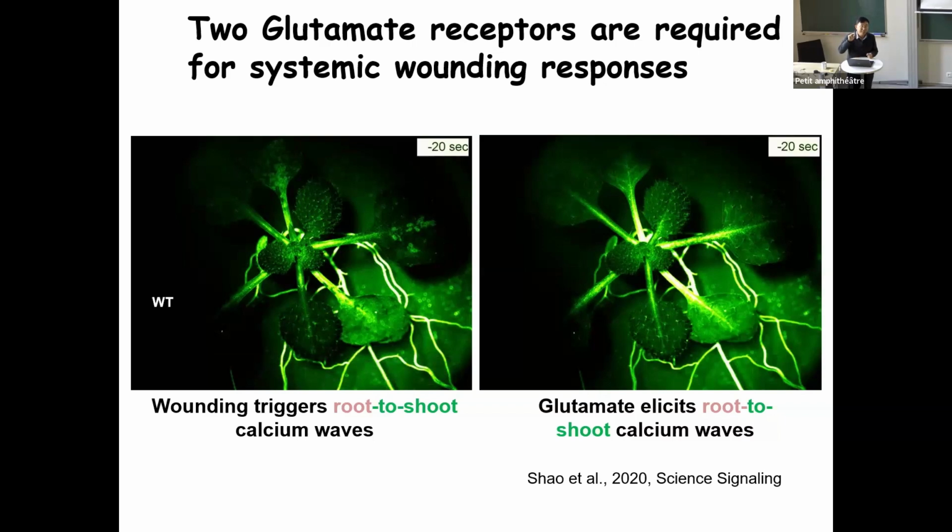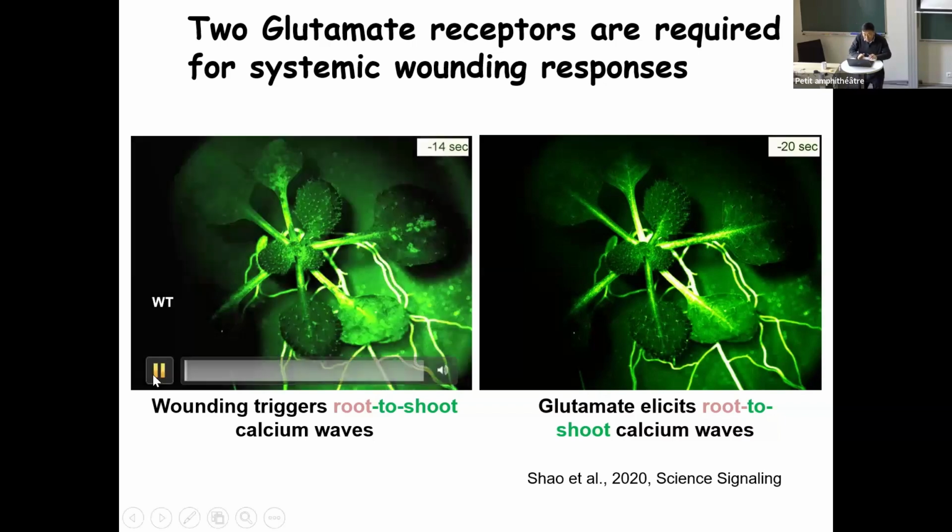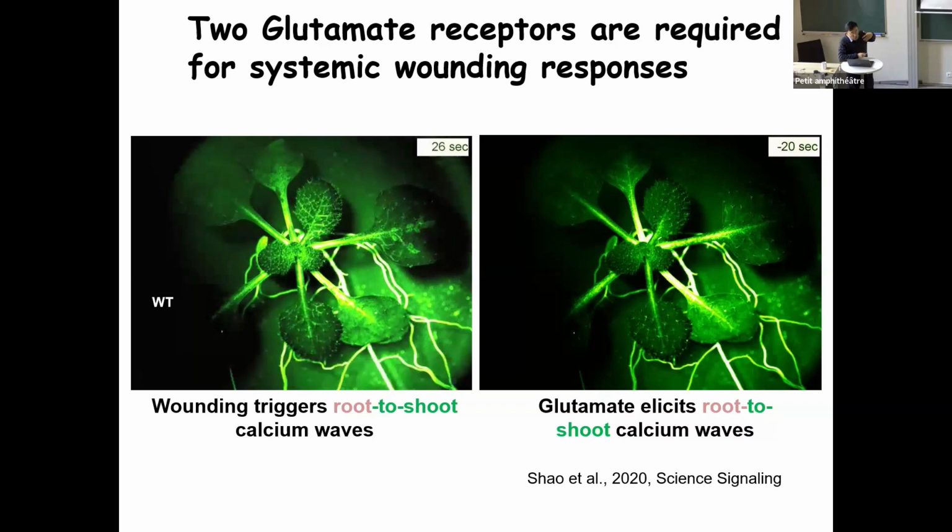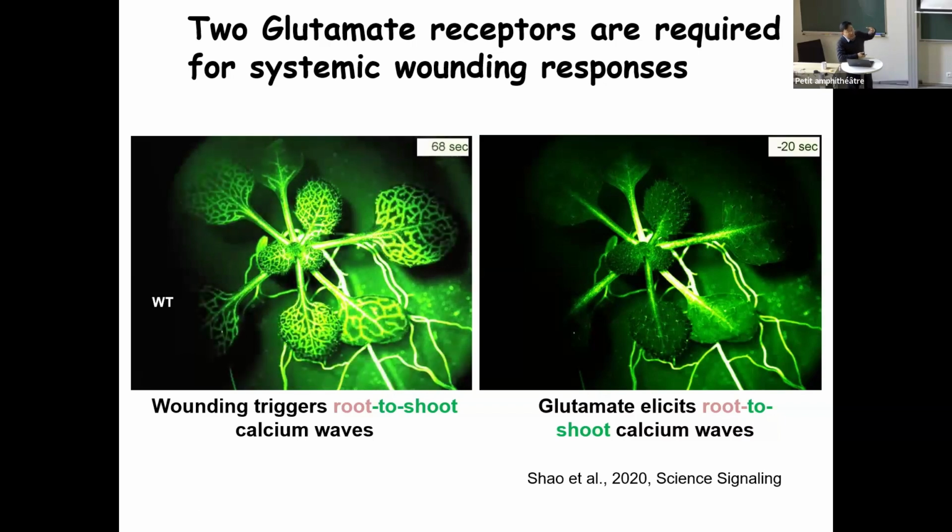You have to really cut it, and small minor wounding doesn't work. You have to really cut the vasculature. And then within half a minute, the whole rosette gets lit up by the calcium sensor. This is a calcium reporter, right?